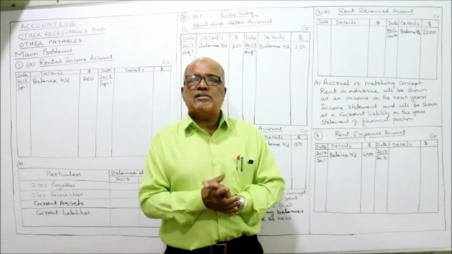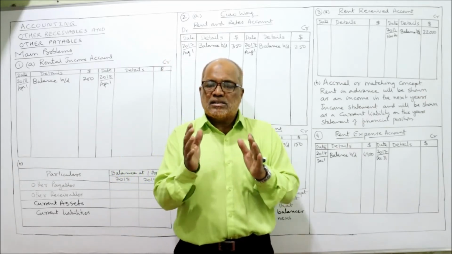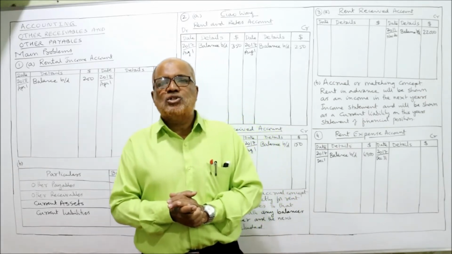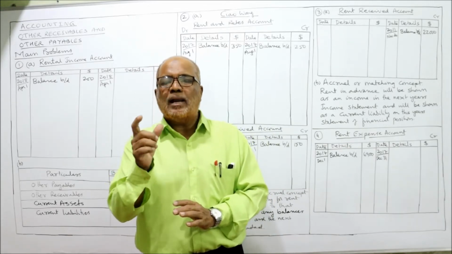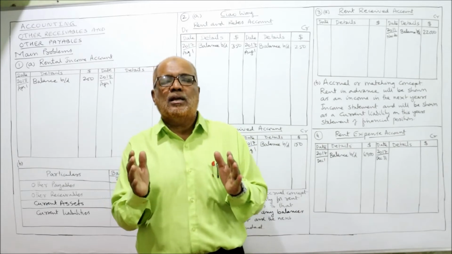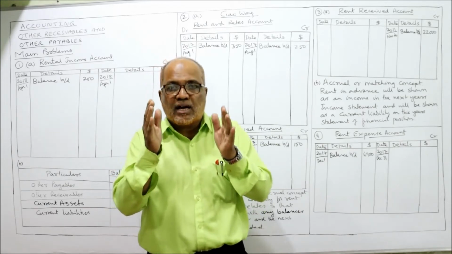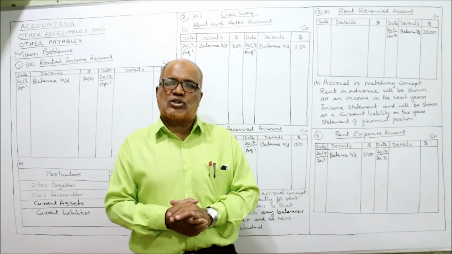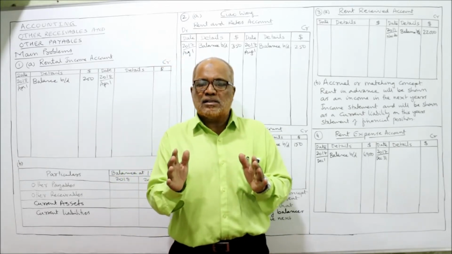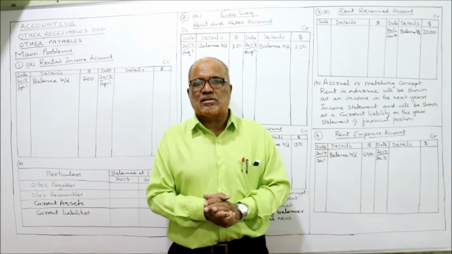So other receivables and other payables. This requires the adjustments for accrual concept. According to accrual accounting concept, all the incomes and expenses of the current year should be considered in calculating the profit. Only current year's incomes and current year's expenses.